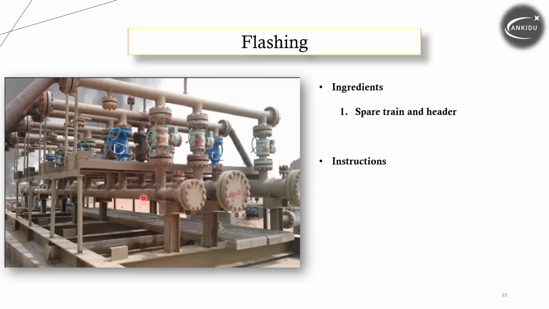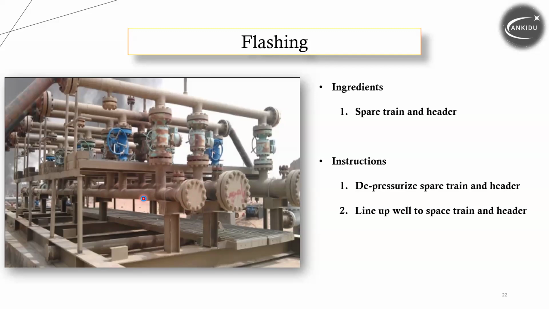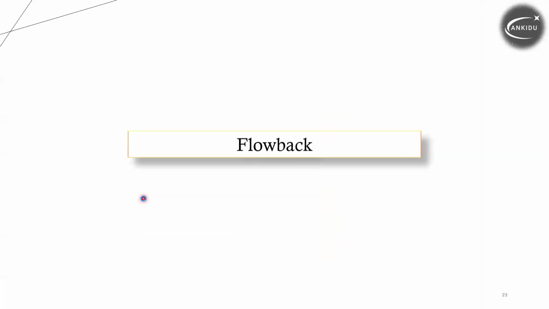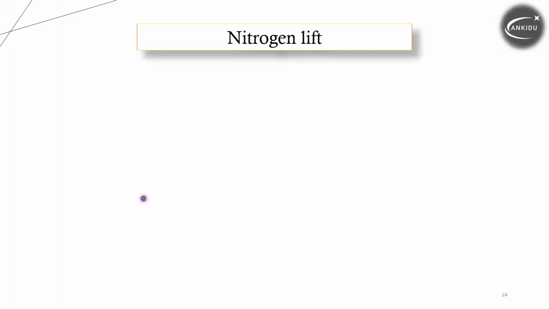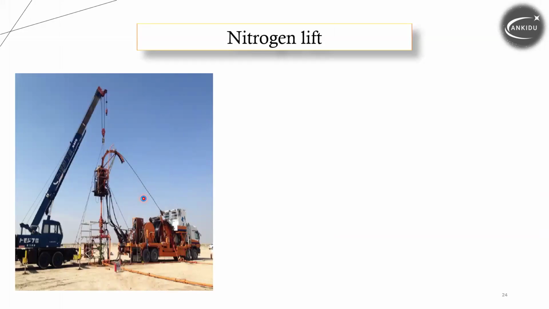We need a spare train inside our degassing, if it's available. So depressurize that train to make it available for that well to connect to. Line up the well to the spare train and header and open the well. That's it. Without any restriction, we have a wonderful, nice flow afterwards, and then put the well back to the normal position inside the degassing. Flowback: you can install a flowback package in the field near the wellbore and flare the well to the pit. Open the well to the pit and wait for the well to be stable, and when you have all the parameters in hand, you can see the well is flowing nice and smooth.